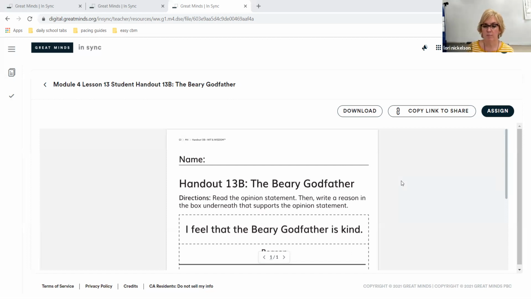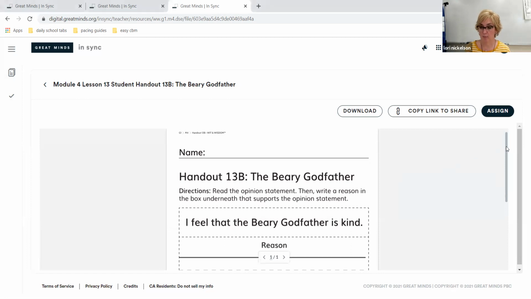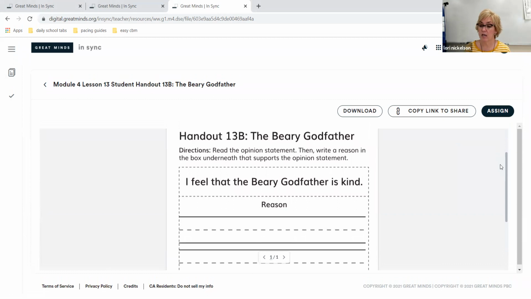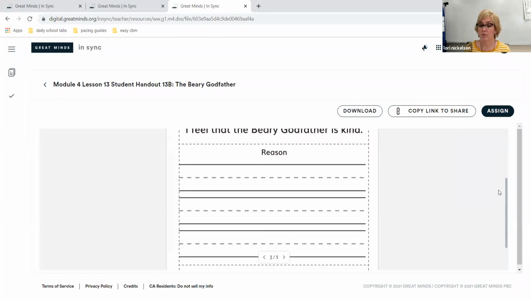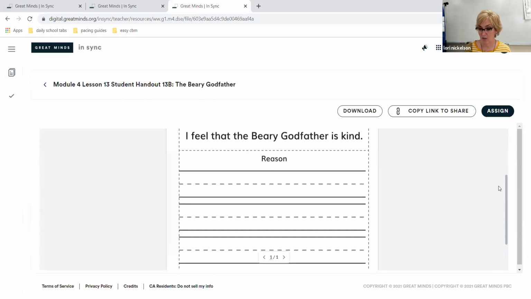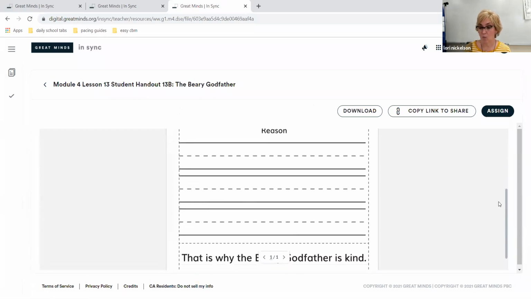All right, 13B. The directions say, read the opinion statement, then write a reason in the box underneath that supports the opinion statement. So you're going to write again on your paper. It says, I feel Barry Godfather is kind. And I want you to give me a reason why you think he is kind. You're going to give me a reason why.